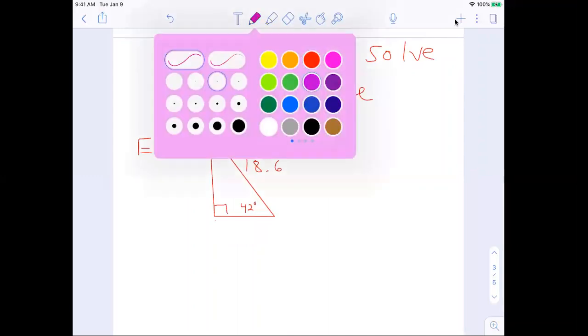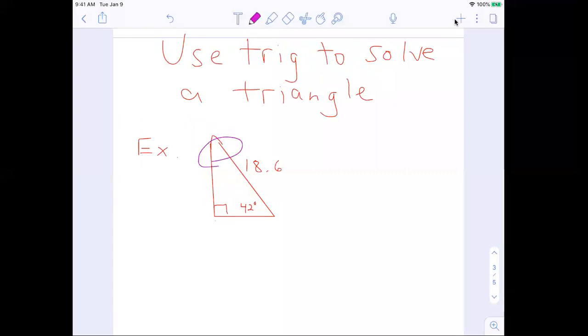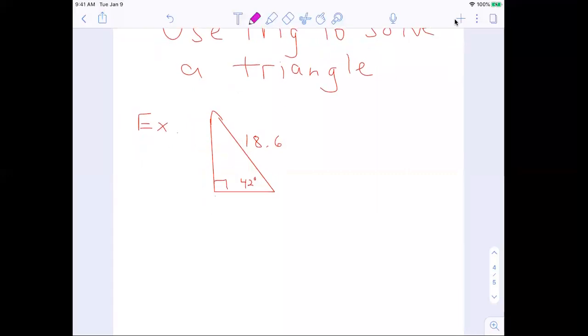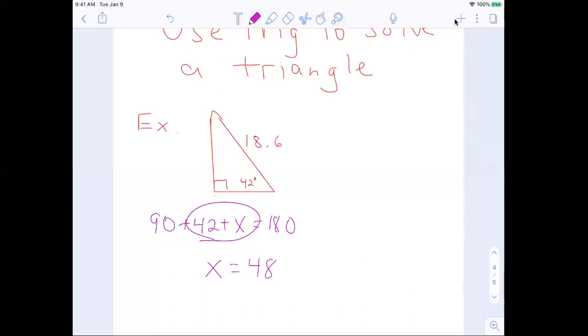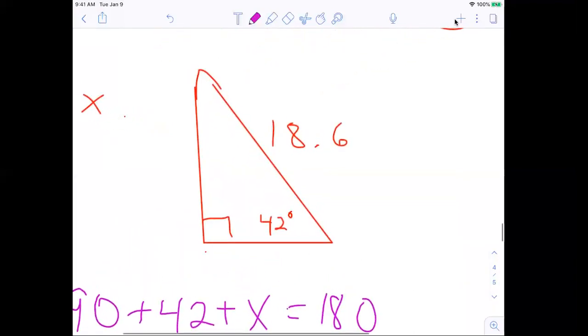So first thing I'm going to find is this angle right here. Well, I know that all three of the angles have to add up to 180. So I do 90 plus 42 plus that angle is going to be 180, okay? So solving that for x is going to come out to be 48. And I did that quickly in my head because I know that these two have to add up to 90. So 48 and 42 is 90. All right, so we're off and rolling. We know that this is 48 degrees.